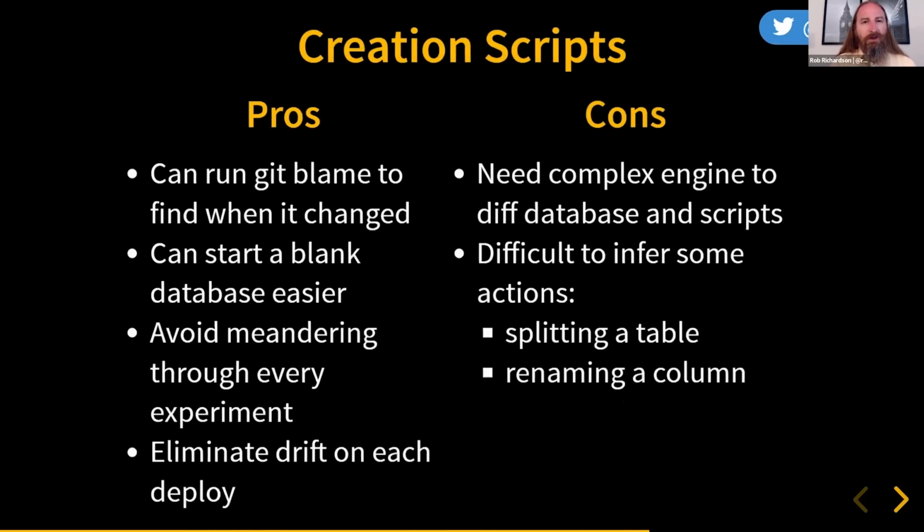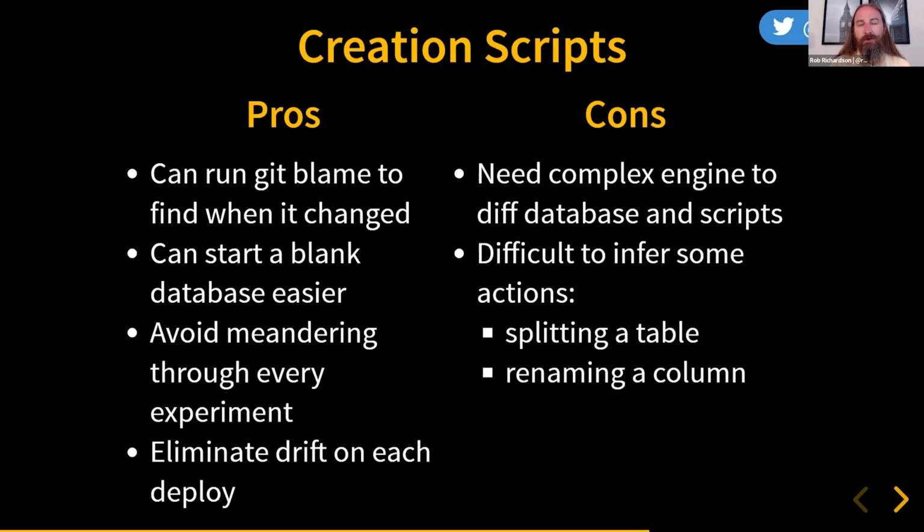So how do we compare these? With creation scripts, we can run git blame or take a look at the file version history to be able to see how this table evolved. That's great. We can start with a blank database a lot easier because, well, if we have a blank database, we can just run all these create scripts. We avoid meandering through every change. We take the straightest path from one point to the other to be able to deploy this content. So we may deploy faster with creation scripts.